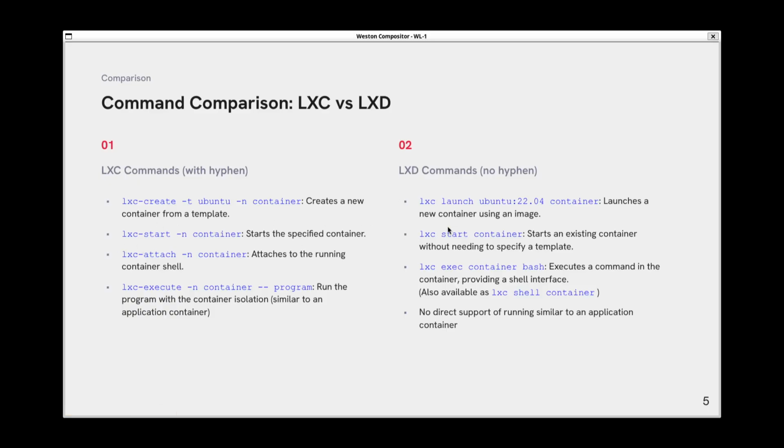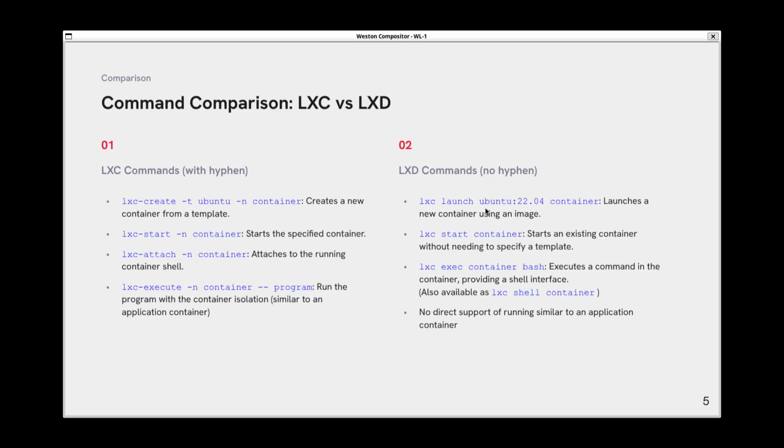Let's compare the commands in LXC and LXD. In LXC, when we would like to create the fundamental environment for a container, we say we create based on the given template. For example, we use the Ubuntu template for preparing the root file system for this container.